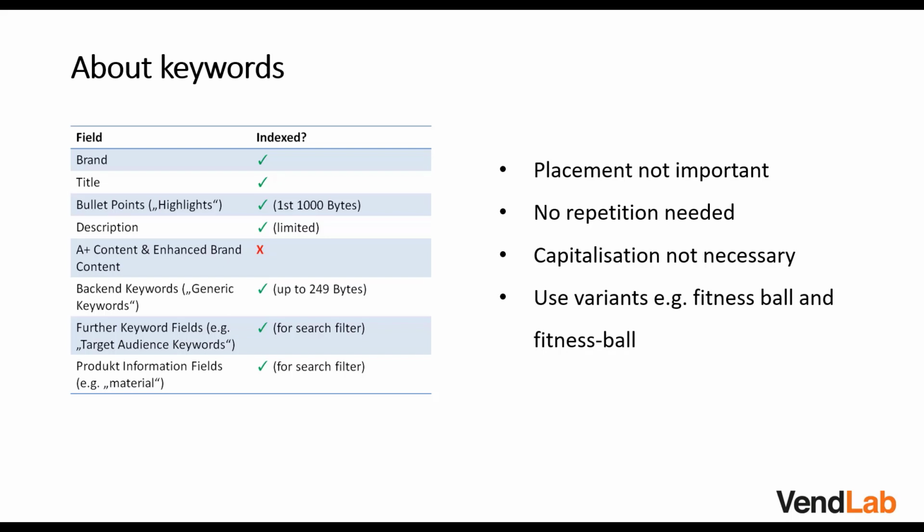Some things to note. Where you put the keywords is not important. You can put them in the title or you can put them in the description, it doesn't matter. You do not need to use a keyword more than once. Repetition does not help. Equally, capitalization is not important. However, you should use different variants of the same word. And here I've got an example of fitness ball and fitness dash ball. They will be indexed separately.